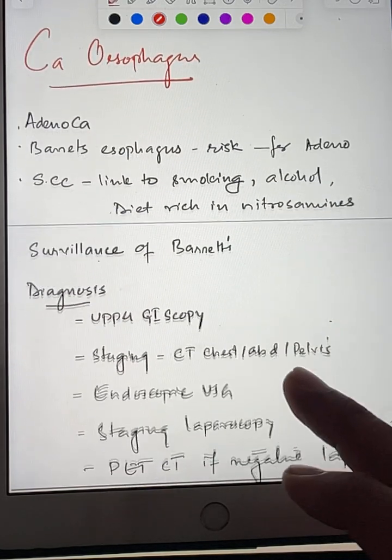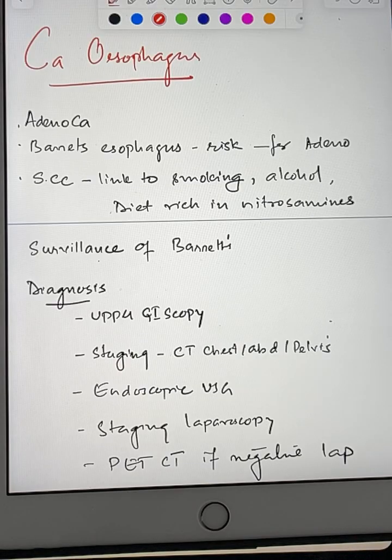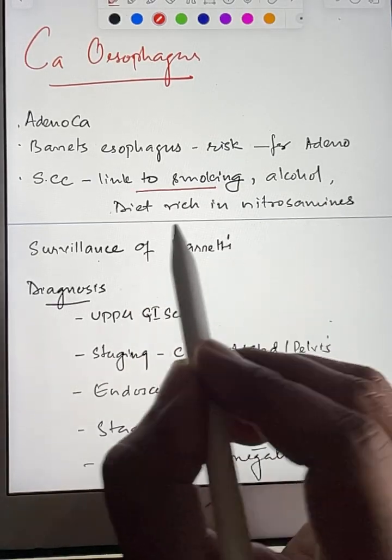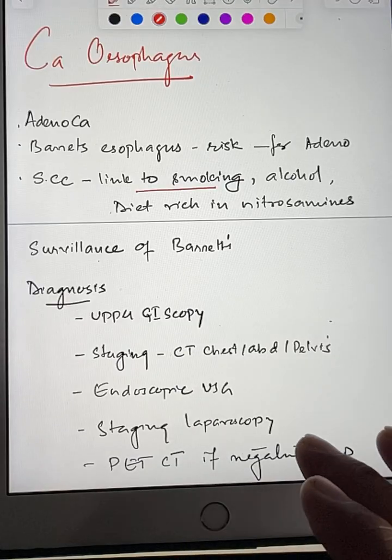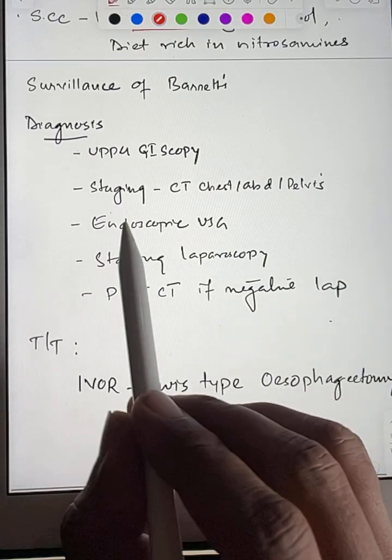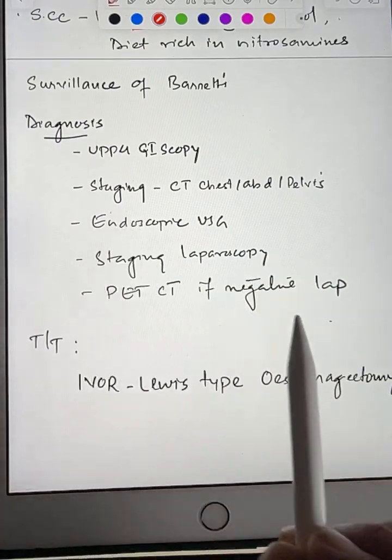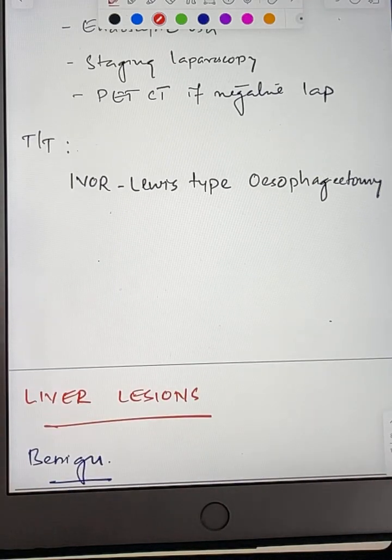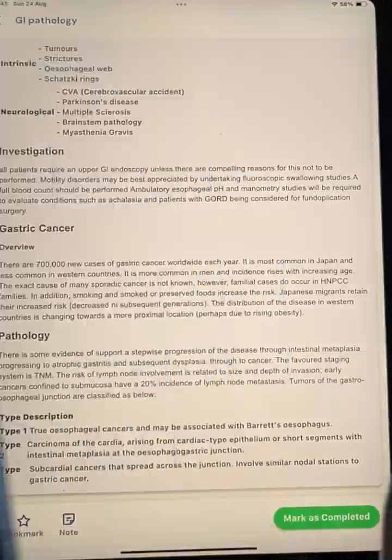So again, cancer of the esophagus: there is adenocarcinoma, with Barrett's risk for adenocarcinoma linked to smoking and alcohol. Surveillance of Barrett's is by upper GI endoscopy, and staging is done. Endoscopic ultrasound, staging laparoscopy, PET scanning, laparotomy if negative. Treatment is hyperlevis esophageal gastrectomy.